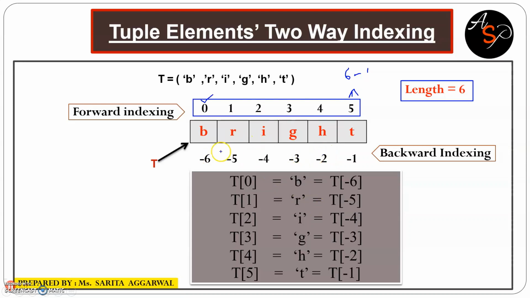Now we can access the element B by using both the indexes, forward indexing and backward indexing. When we use forward indexing, then we use index 0, and when we use backward indexing, then we use index -6. You can see here, when I write t of 0, then it will access element B, and when I write t of -6, then it will access element B also. In both cases, this is the forward indexing and this is the backward indexing, and we can access element B by using both the indexes.